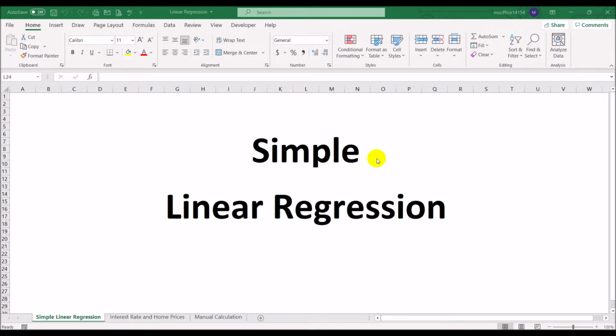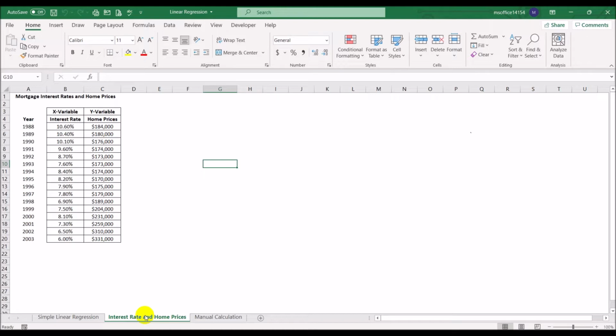Alright, so in order to handle this topic, what I have on this sheet here are the interest rates for the mortgage and the average home price that the home sold for when the interest rates were as given in the second column.